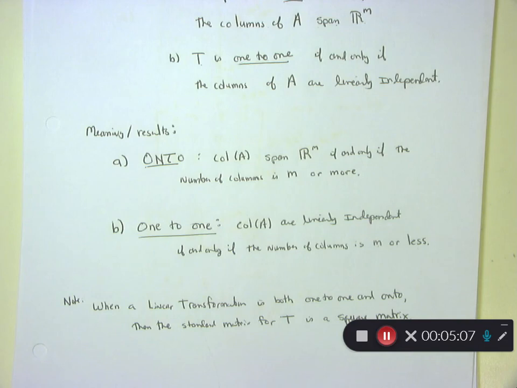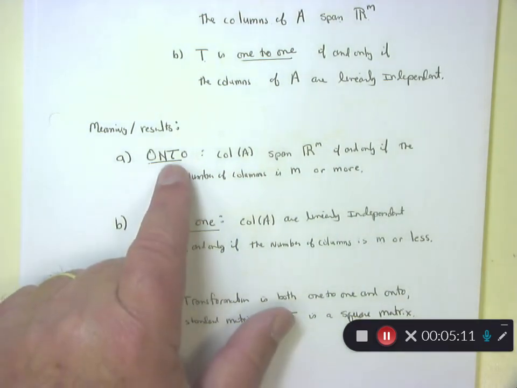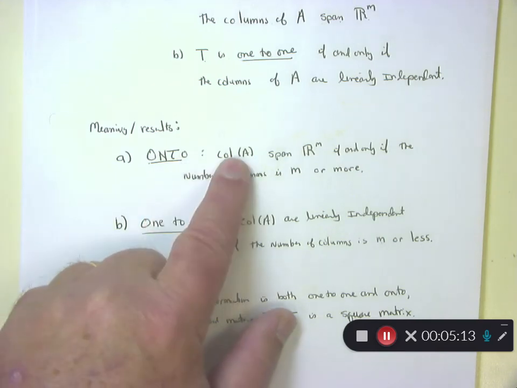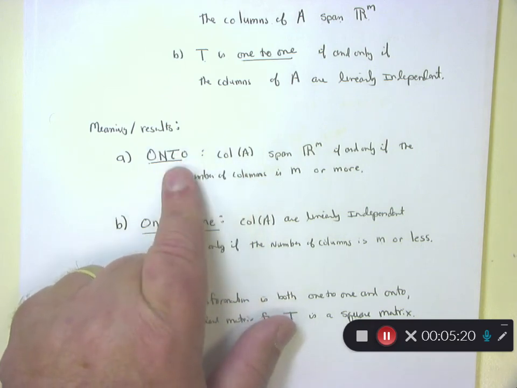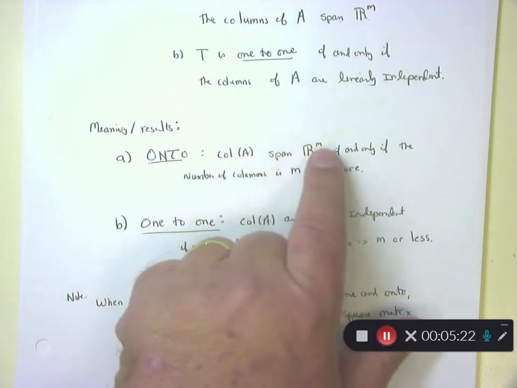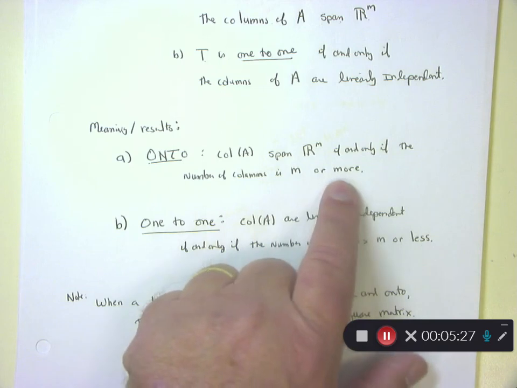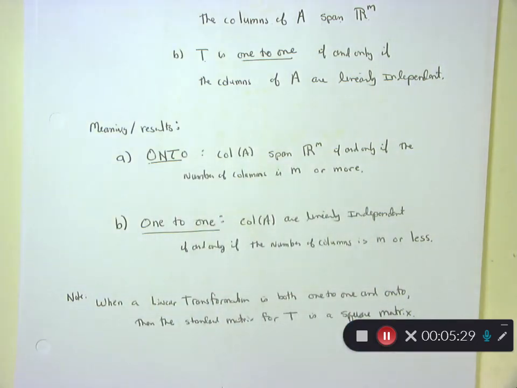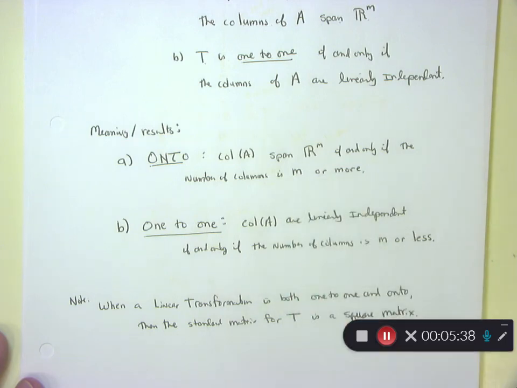So there's this relationship here that we want to try to get across. If the linear transformation has a chance of being onto, the columns of A have to span Rm, and the only way that's going to happen is if you have M or more columns. Even then, I have to double check that I don't have a bunch of free variables when I start row reduction, but you've got to have at least M columns.